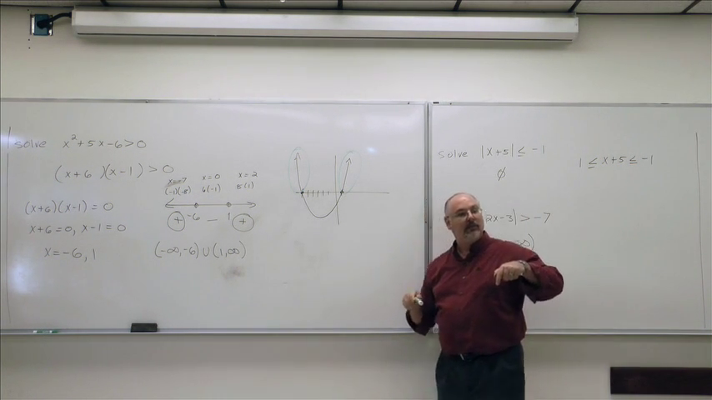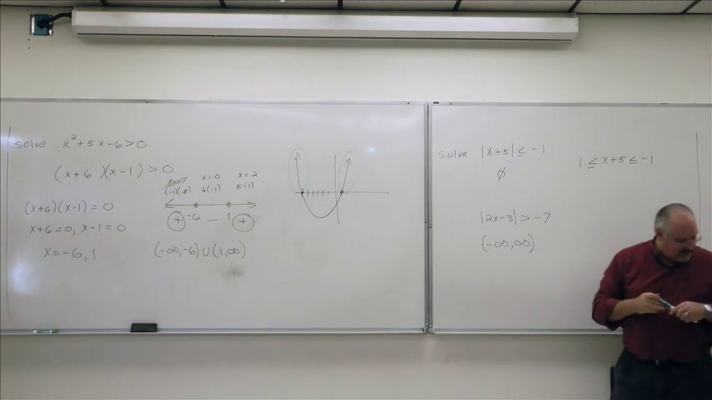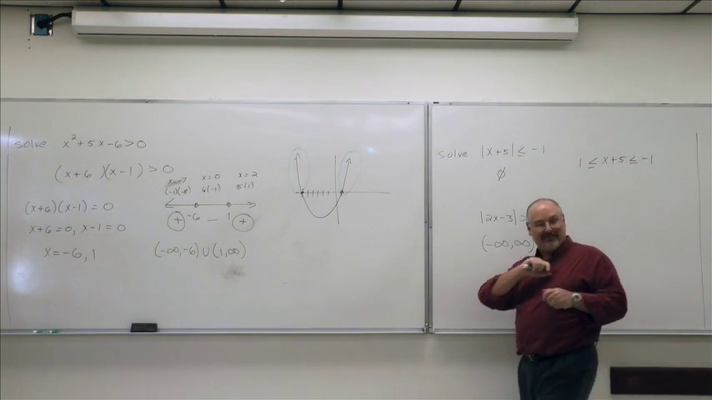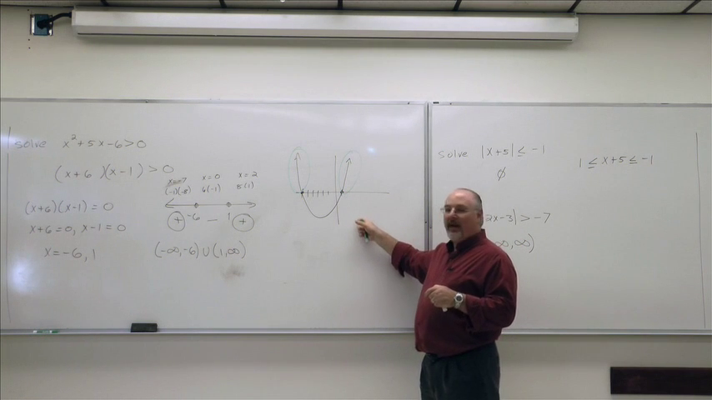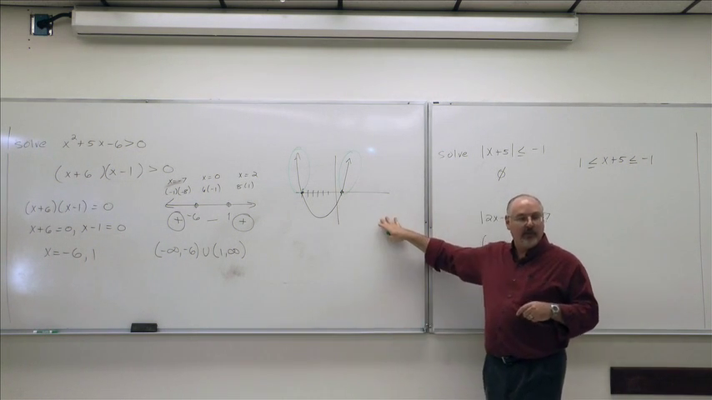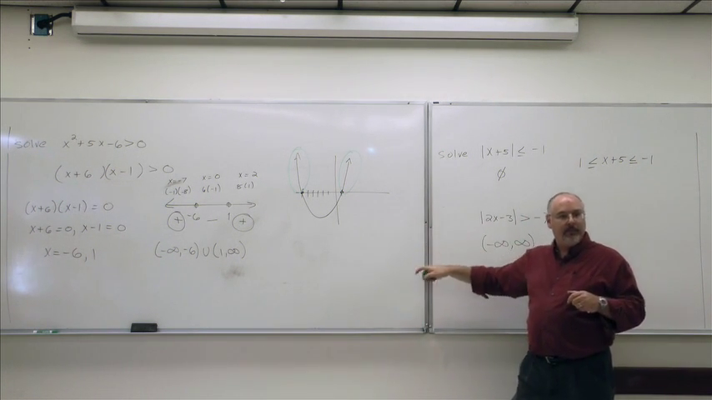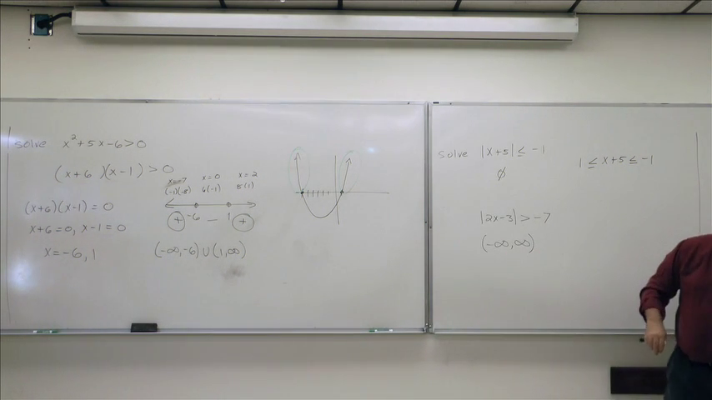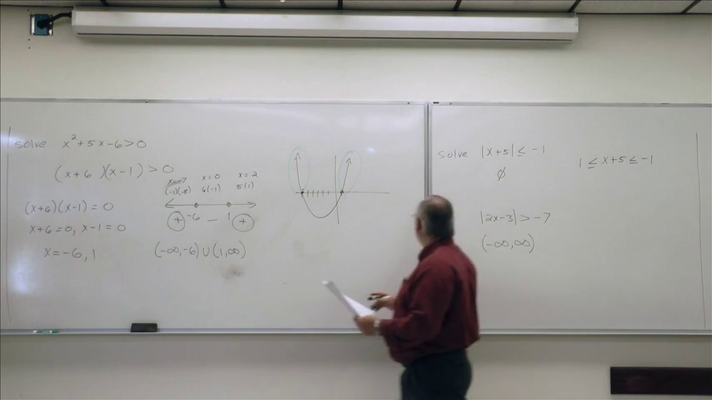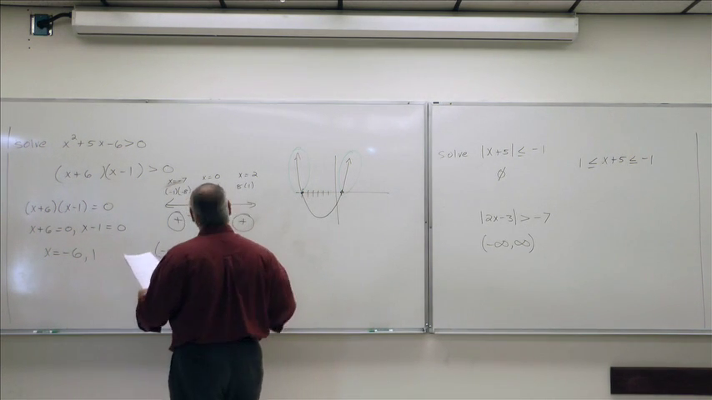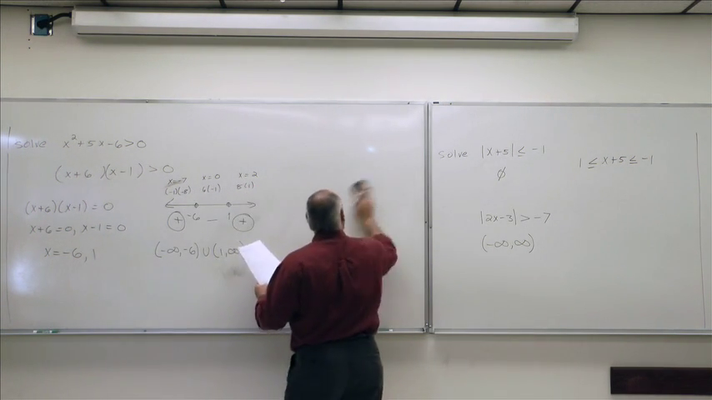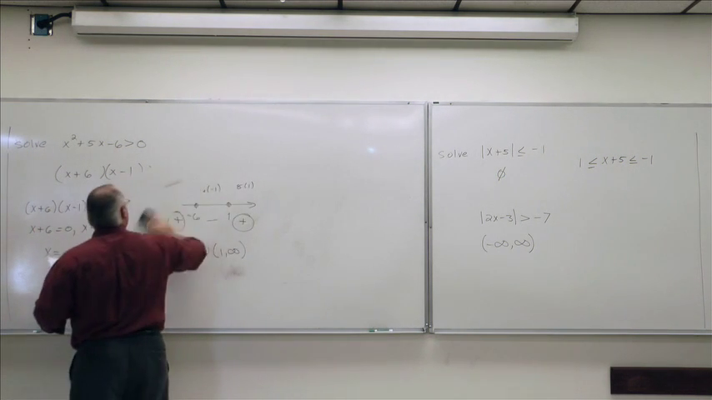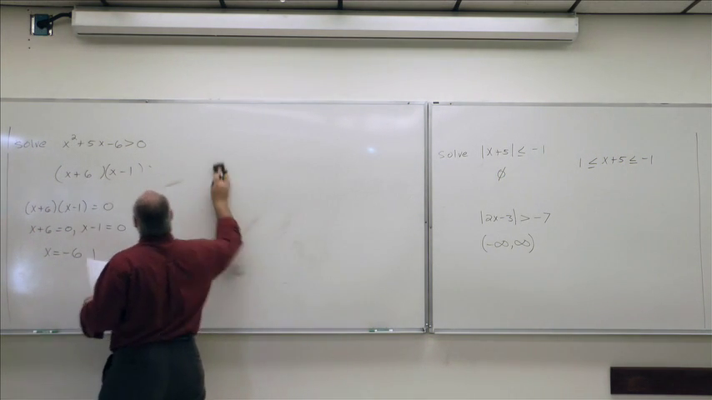Yes? How would you do number 2? I'll come back to that one. Are there any other questions on this one? All right. Then the rational inequality, let's go ahead and do that one. This is number 6 on the review.